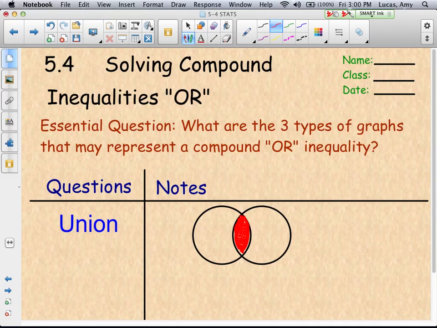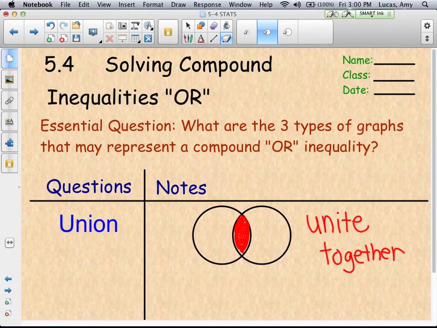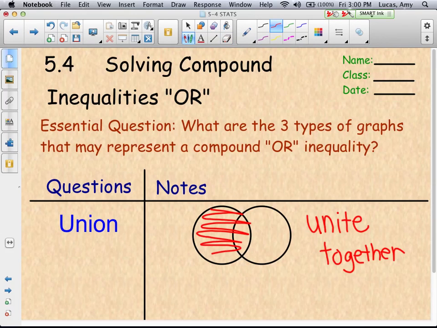A union though is when you unite together two groups, and if you unite together two groups, you are counting everyone. So a union is not just the piece in the intersection. A union is when everyone counts. So you don't have to be a part of both groups. You could be a part of one group or the other group or both, and you count just the same. So think of a union as uniting together where everyone counts equally.